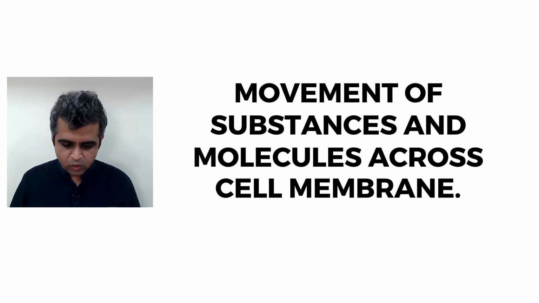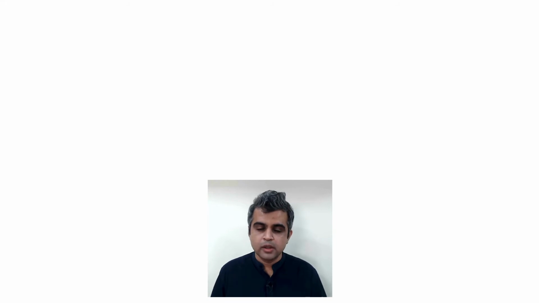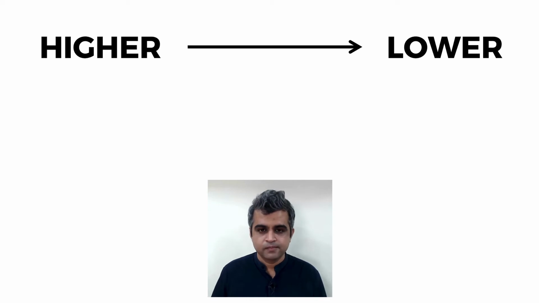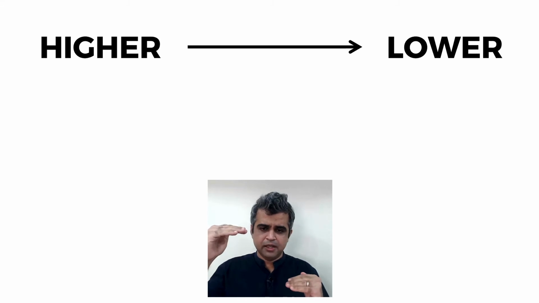So let's see how movement of substances and molecules happens across a cell membrane. So dear students, as all of you have done in your lower standards in school, in physics and chemistry, you know that things tend to go from higher points to lower points. And the reason for that is that the universe basically wants everything to be in equilibrium. So suppose there is something at a higher point and something at a lower point.